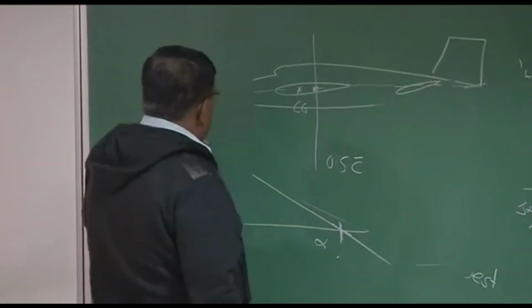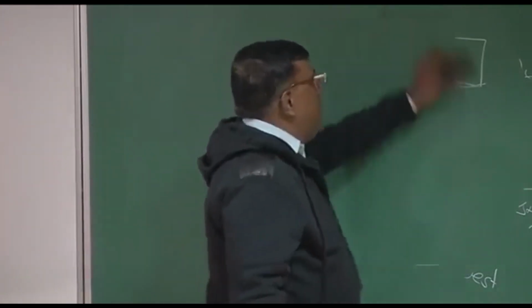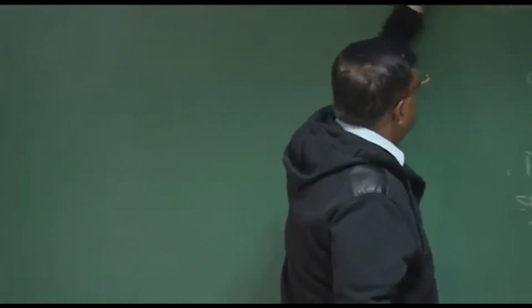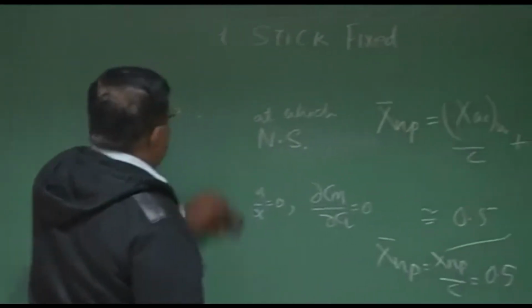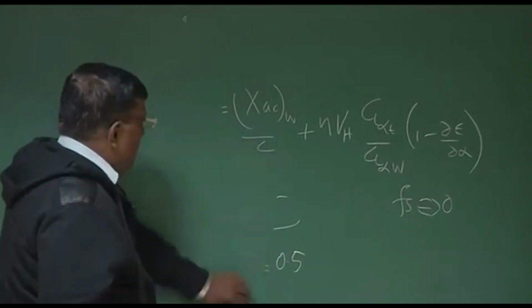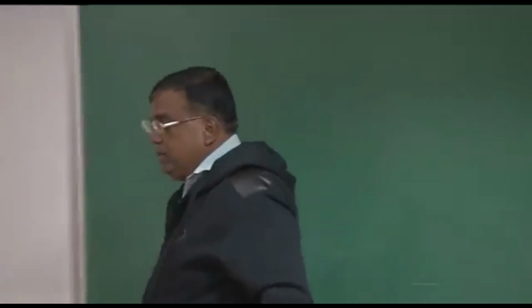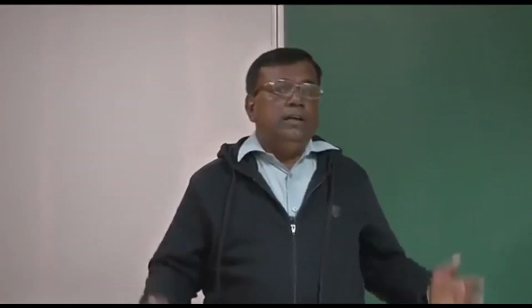I wanted to clarify a few things, whatever we have derived by expression, and sometimes we get lost in all the expressions, dCm by d alpha, dCm by dCl, whatnot. But if you understand the physics, understand the skill part of it, you can easily translate this expression to your advantage, and you can design a good aircraft.